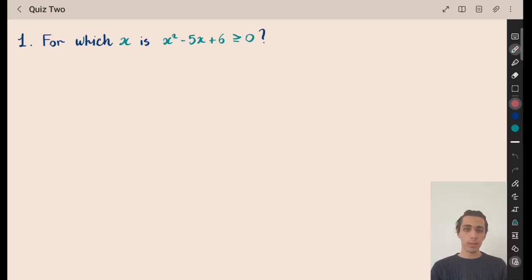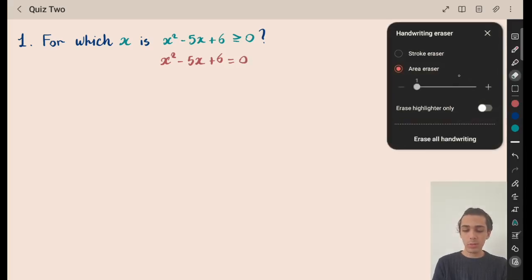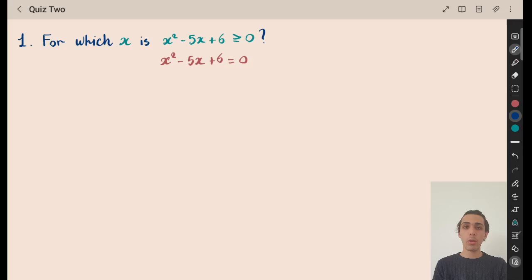For which x is x squared minus 5x plus 6 greater than or equal to 0? I think an easier question would be to consider for which x is x squared minus 5x plus 6 equal to 0. As I said, greater than or equal to. So equal to sounds nicer. I think we know how to solve equations now, and this seems like a good way to proceed. So let's find x.